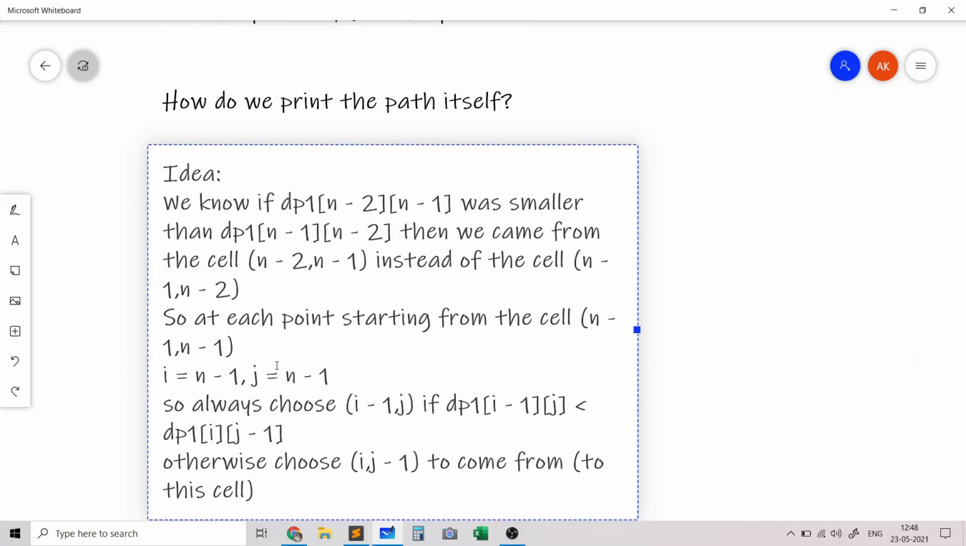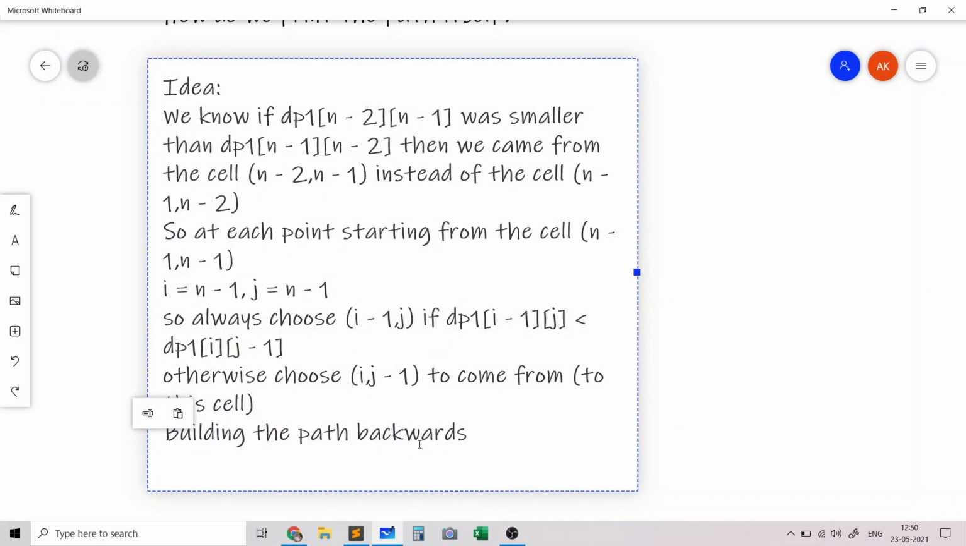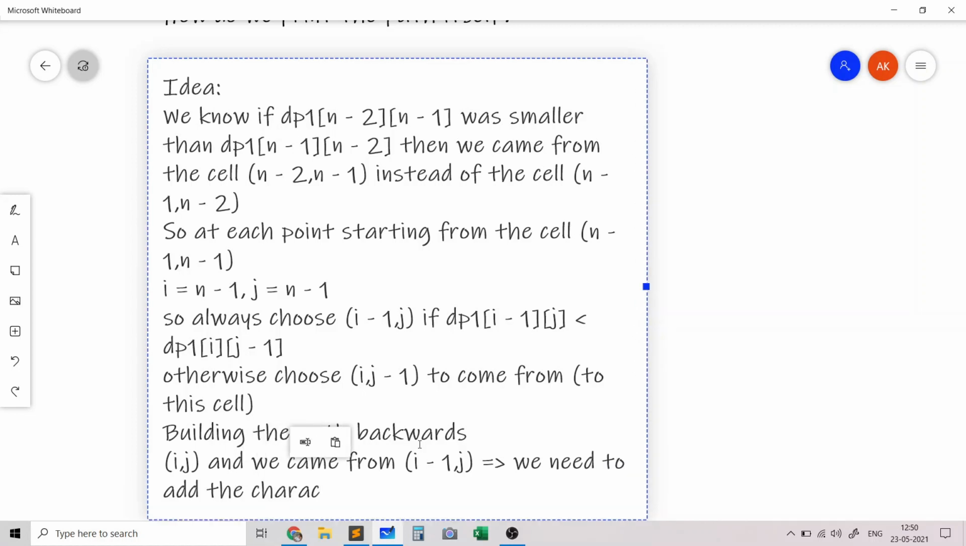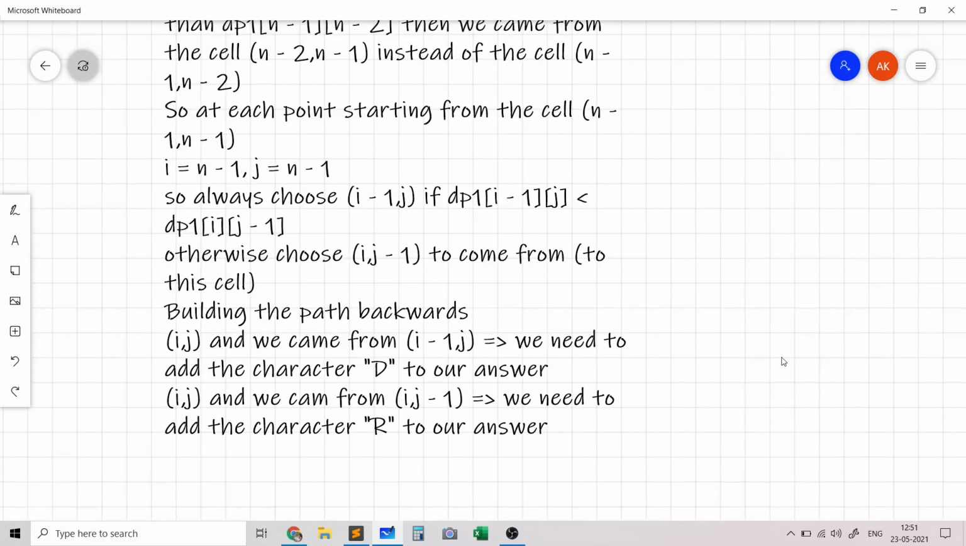So basically what we are doing is building the path in the backwards order. Since we are building the path backwards, let's say that we had cell i, j, and we know we came from cell i-1, j. This means we need to add the character D to our answer, and otherwise, in case we came from the cell i, j-1, we need to add the character R to our answer, and that's all that's there.